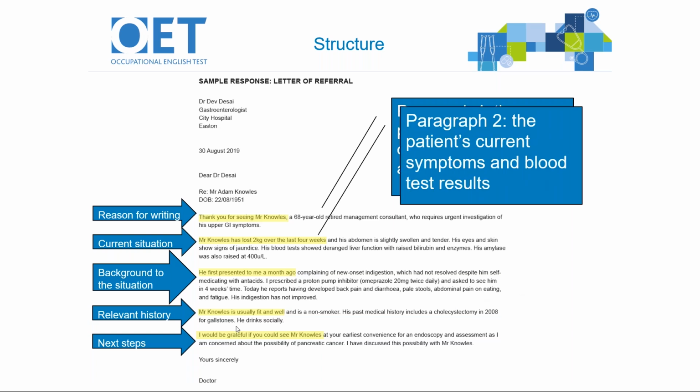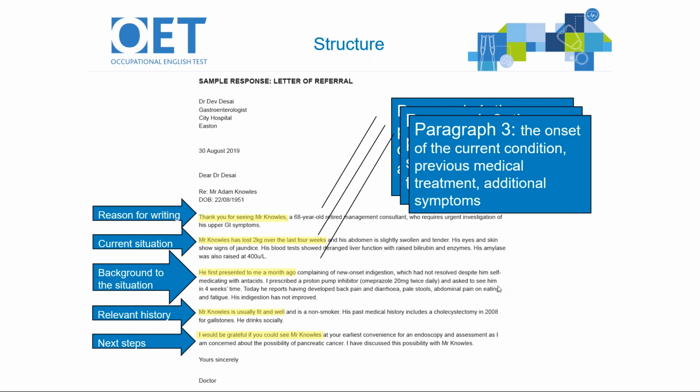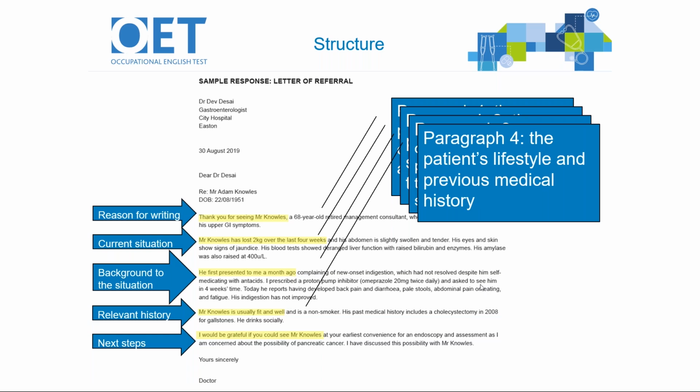Paragraph 2 has included the patient's current symptoms and their blood test results. Paragraph 3 covers the onset of the current condition, as well as the patient's previous medical treatment and additional symptoms that they are now experiencing. Paragraph 4 picks out a few details about the patient's lifestyle, as well as their previous medical history, which is relevant to this situation.